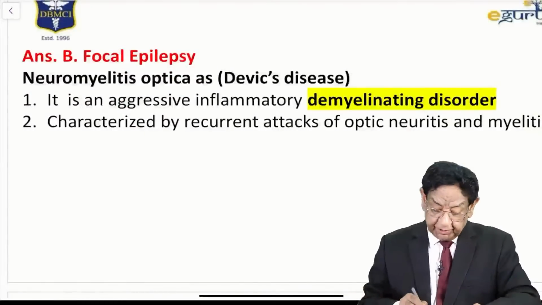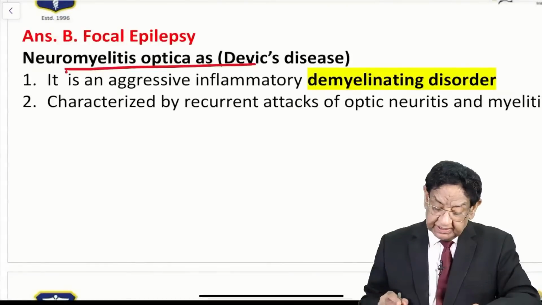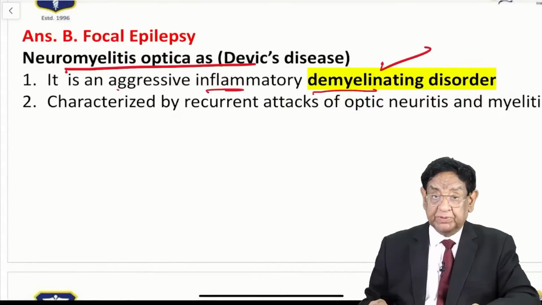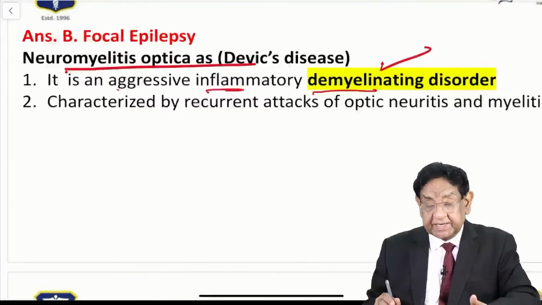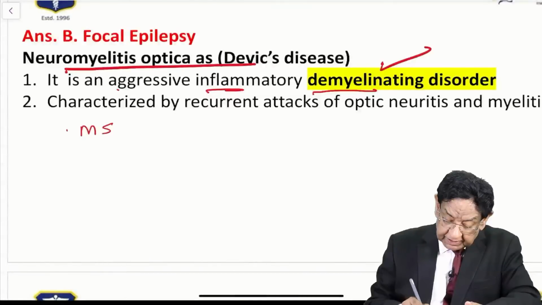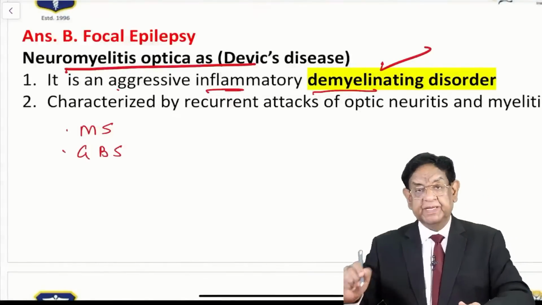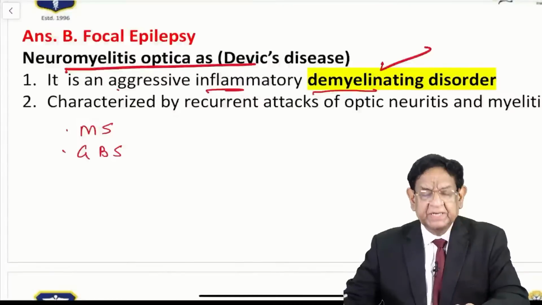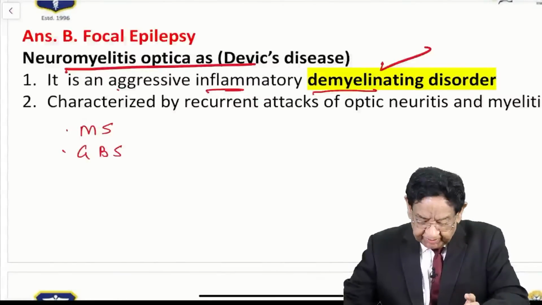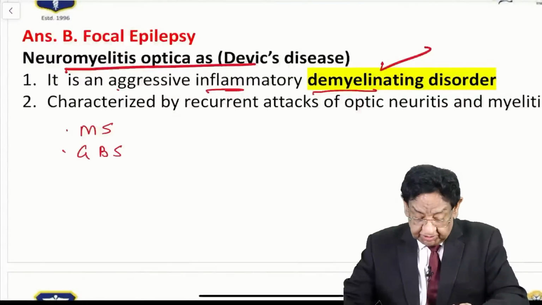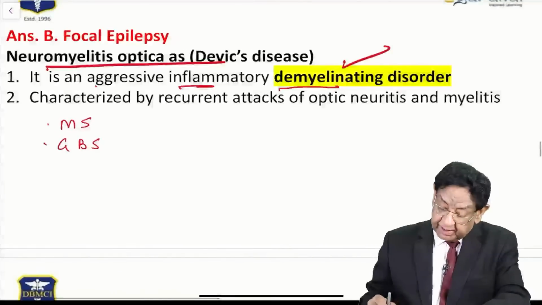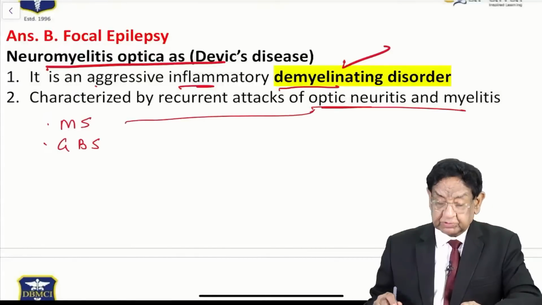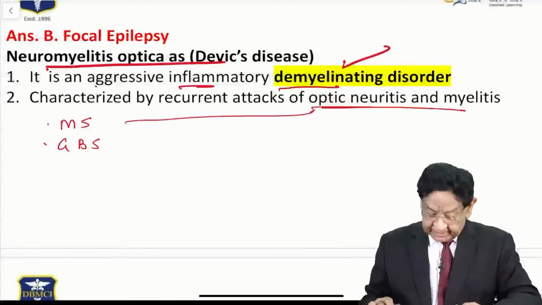Now let me tell you what we mean by Neuromyelitis Optica, the so-called Devic's disease. It's an aggressive inflammatory demyelinating disorder. Point to be noted: demyelination, just like other demyelinating diseases such as multiple sclerosis and GBS, Guillain-Barré syndrome. Different people pronounce it in different ways. However, MS and GBS are again demyelinating disorders. NMO is characterized by recurrent attacks of optic neuritis and myelitis. These can occur in multiple sclerosis also, but it's a unique variety where these two highlight. Let me talk more about this.